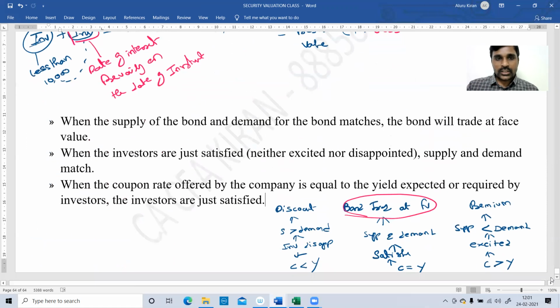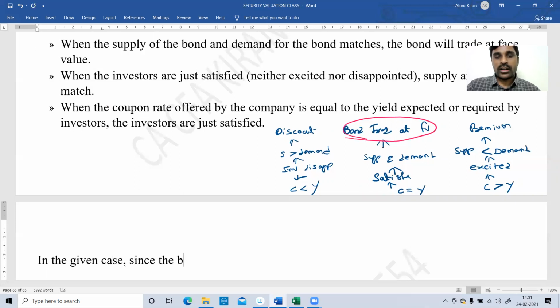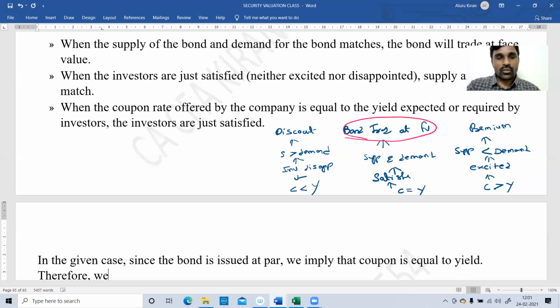That is also a note point I'll give. In the given case, since the bond is issued at par, we assumed that yield is equal to coupon. Both are the same. We imply that coupon is same as yield. Therefore we have taken yield as 8%.